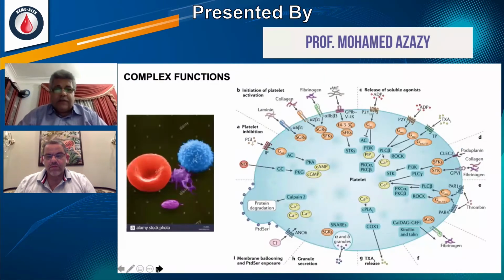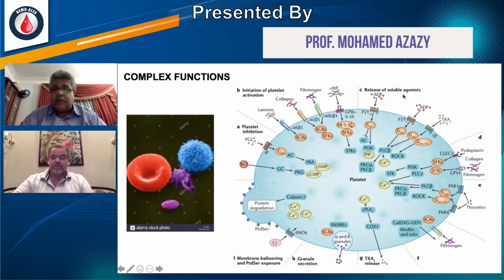Not only that, but if you are looking here, you will find that this structure has so diverse functions. For example, if you look to A, this is the platelet inhibition. Many factors interact together. The initiation of platelet activation is through laminin, collagen, fibrinogen, von Willebrand factor. Again, an armament of factors will interact together.